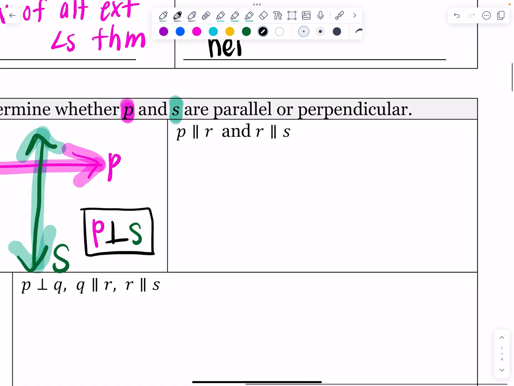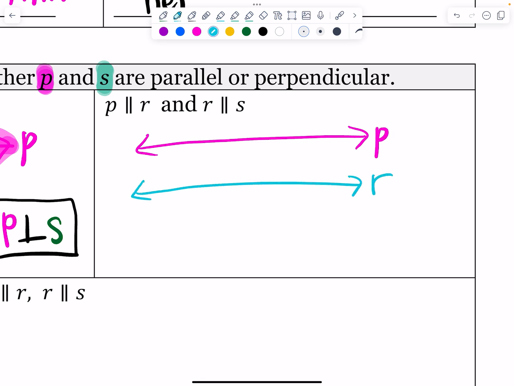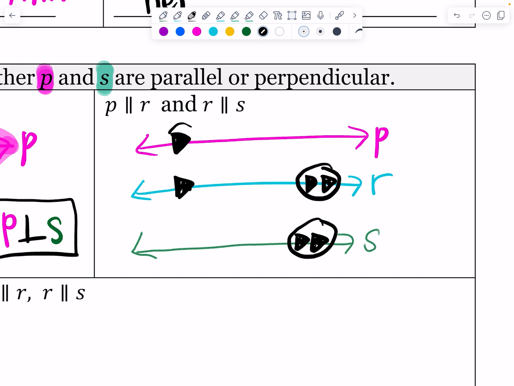All right, and now we have the waterfall. P is going to be parallel, so I'm going to draw it this way. You can draw it whatever way you want. To R. So here's R. Those are parallel. Y'all really need to be putting triangles on these. These are parallel. Okay, but we also know that R is parallel to S. So I'm going to put an S here. I'm going to put 2 triangles to show that those are parallel. Okay, so 2 and 2, 1 and 1.